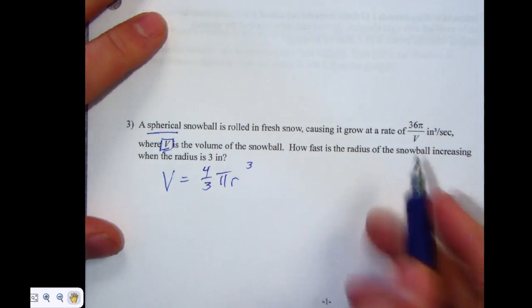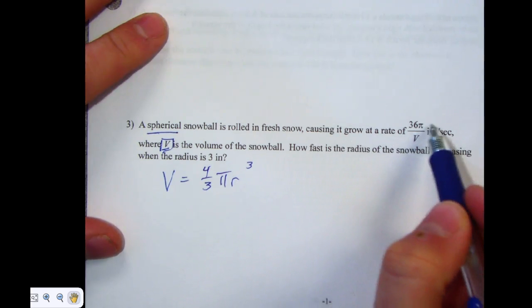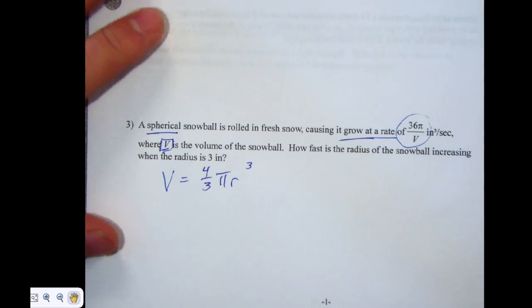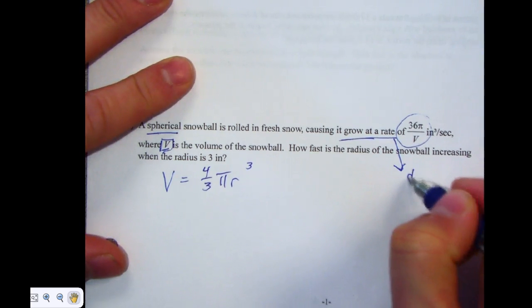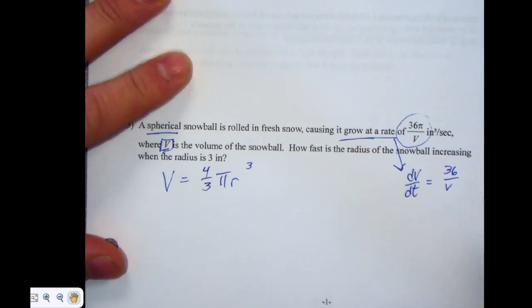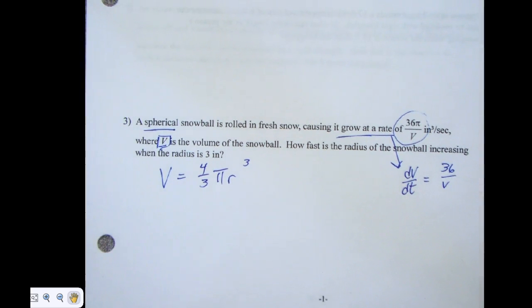So they tell me that it is growing at a rate of 36 pi over v. So what that tells me is the rate of change in the volume, or dV/dt, is 36 pi over V.